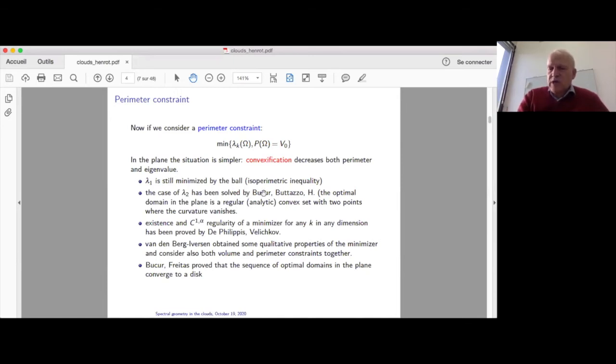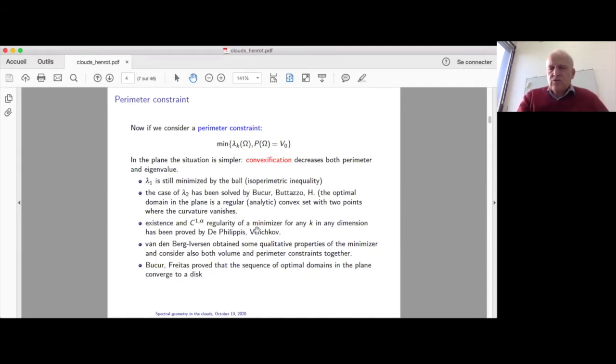We get in the plane an optimal domain which is analytic. And it's not the disk for sure, because it has 2 points where the curvature vanishes. These are the 2 points where the nodal line hits the boundary. Since the optimality condition involves the curvature and the gradient of the eigenfunction, you see that when the gradient of the eigenfunction is 0, the curvature has to be 0 in some sense.